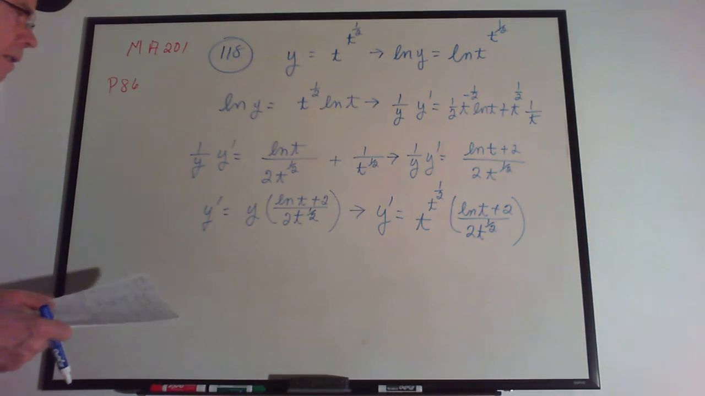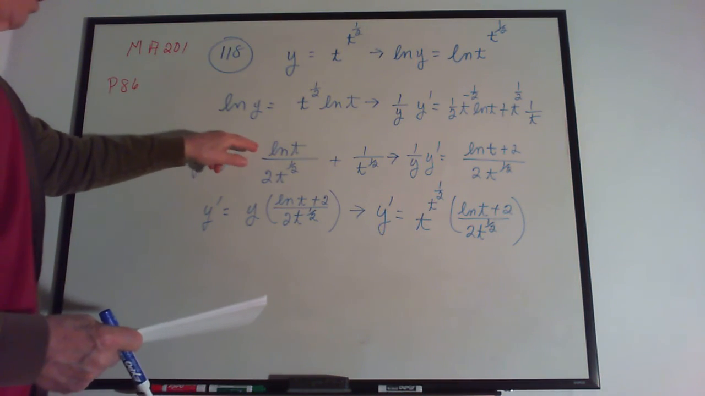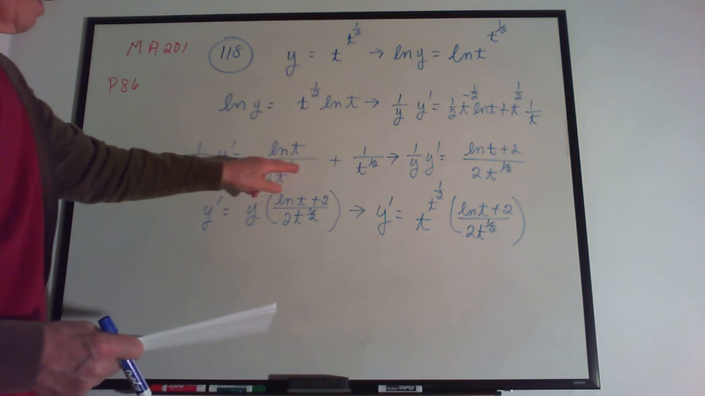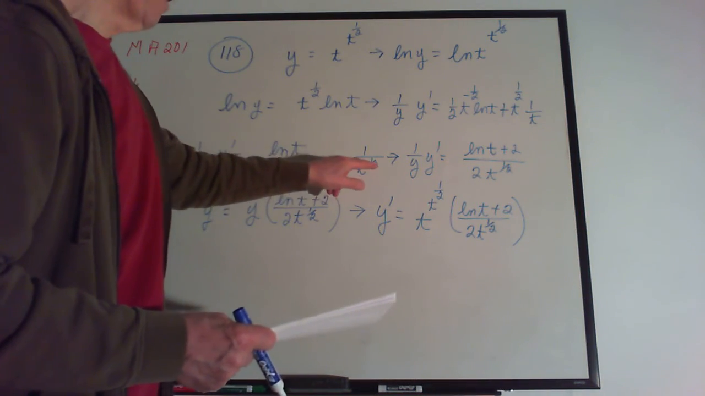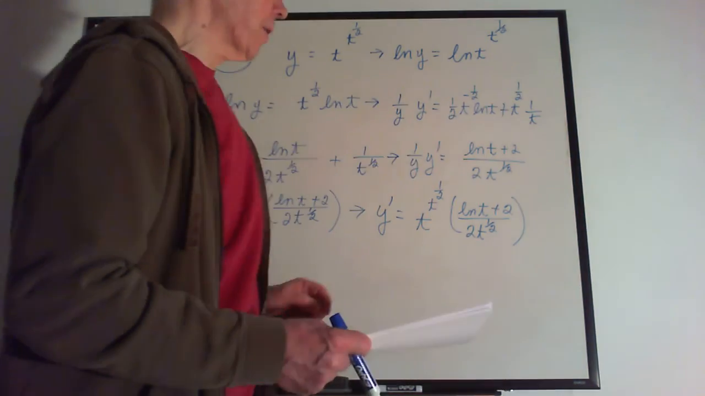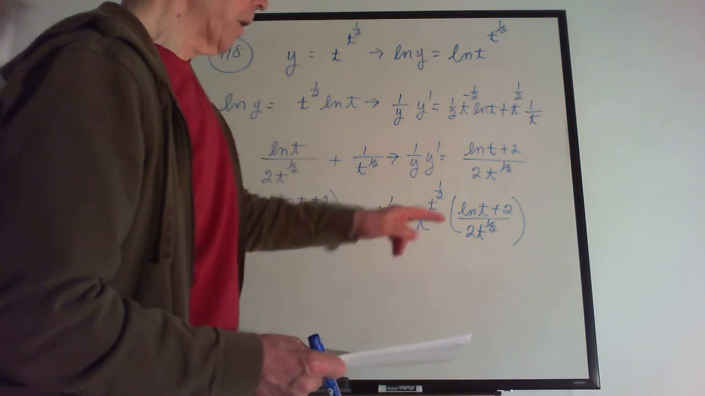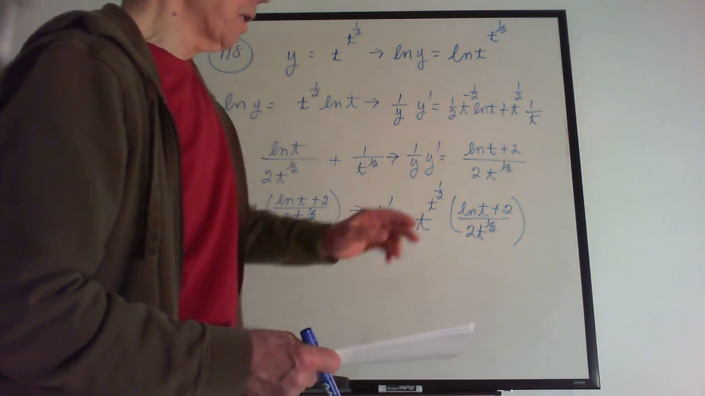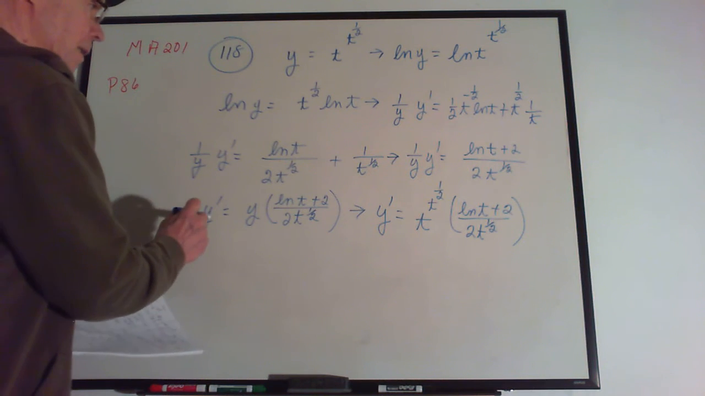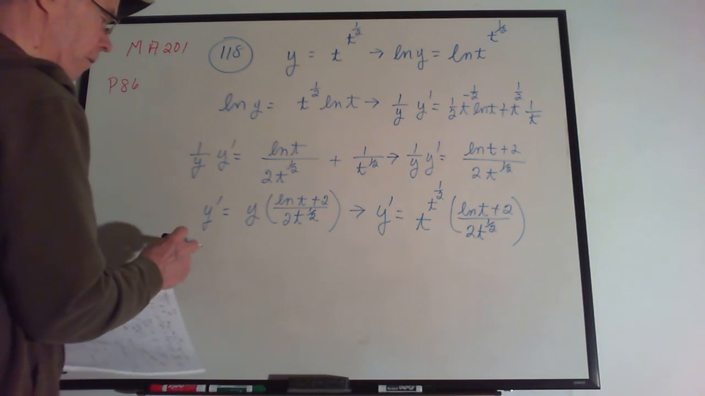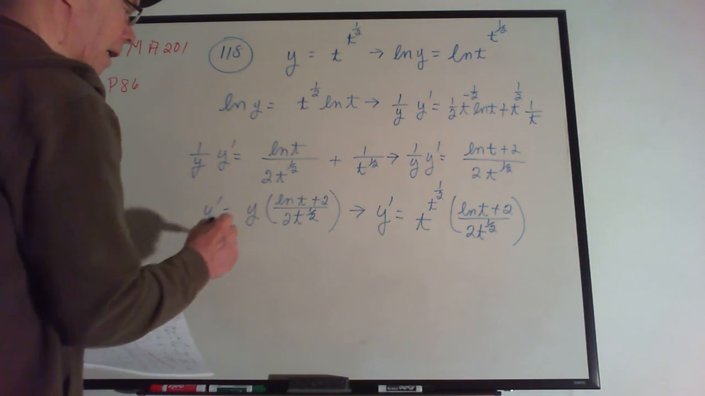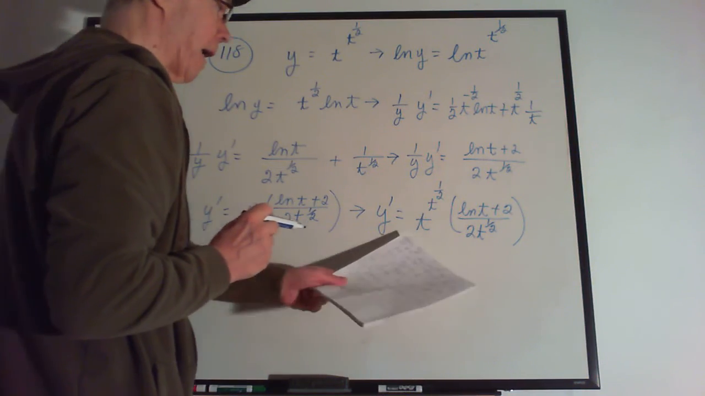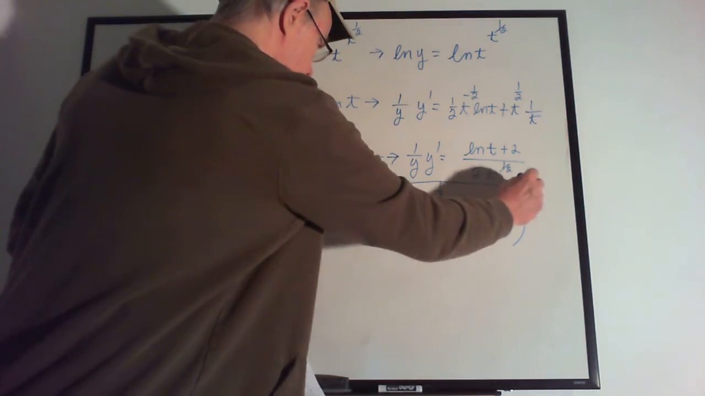All right, so you end up having natural log of t over 2t to the 1/2 plus 1 over t to the 1/2, because you subtract your exponents there. So you end up finding a common denominator, which is this. You're going to have natural log of t plus 2 over 2 times t to the 1/2. Solving it for the derivative of y is going to give you y times this here, substituting t to the t to the 1/2, and you end up with an answer. This becomes your answer.